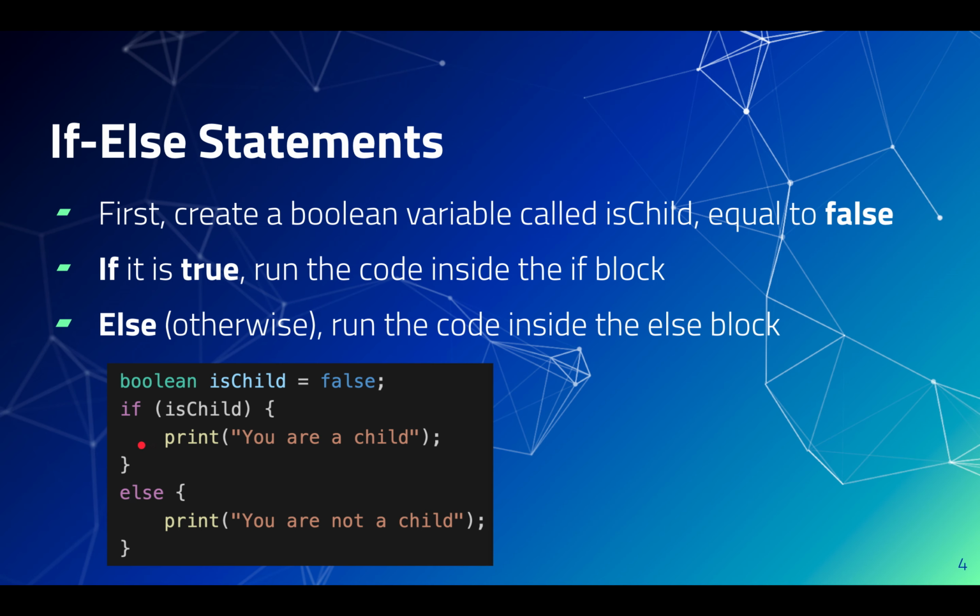Then the program goes to the else statement. It does not evaluate any other variable here, it'll just run if the code in the if statement did not run. So we know the code in the if statement did not run, so the else statement will run, and the program output will be you are not a child.